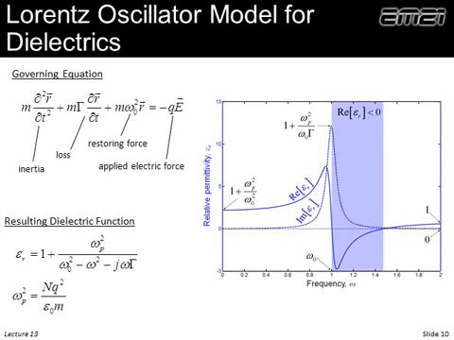Also recall, making an analogy of a mass on a spring, this electron cloud stuck to a nucleus, we can write an equation of motion for it. And that was called the Lorentz oscillator model. And we started with this equation of motion at the top here, and we worked through a bunch of slides, and we ended up with the dielectric constant written in terms of these Lorentz parameters.